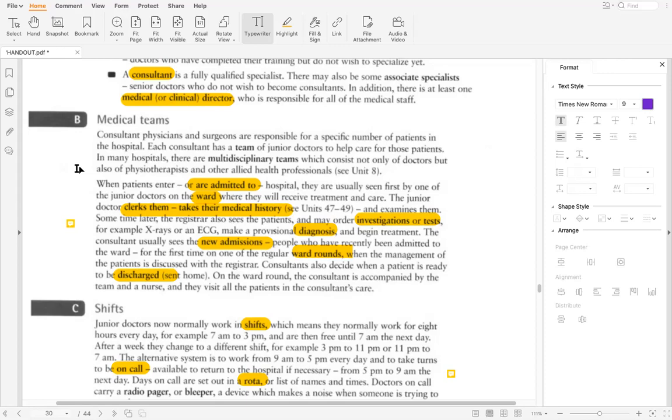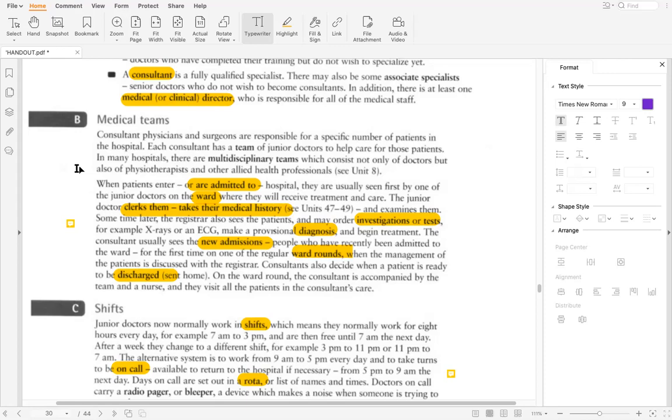What is the meaning of clerk them? Clerk the patient. It means takes their medical history. Again, when a doctor clerks a patient, it means the doctor takes the medical history of the patient and examines them.